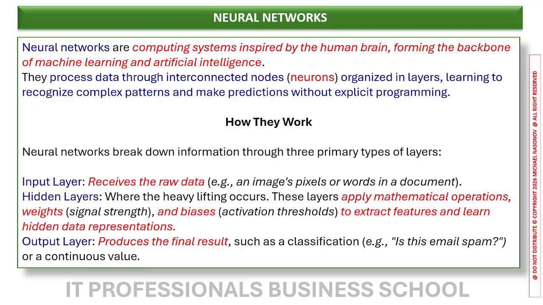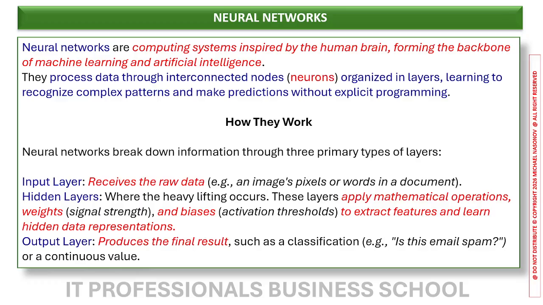Neural networks are computing systems inspired by the human brain, forming the backbone of machine learning and artificial intelligence. They process data through interconnected nodes, so-called neurons, organized in layers, learning to recognize complex patterns and make predictions without explicit programming. How do neural networks work?